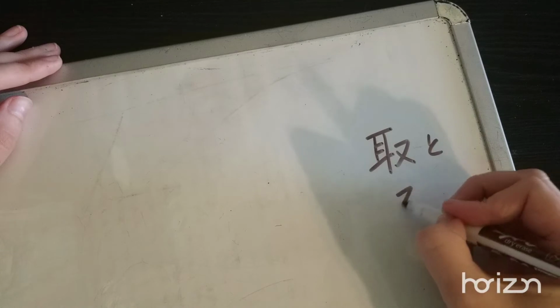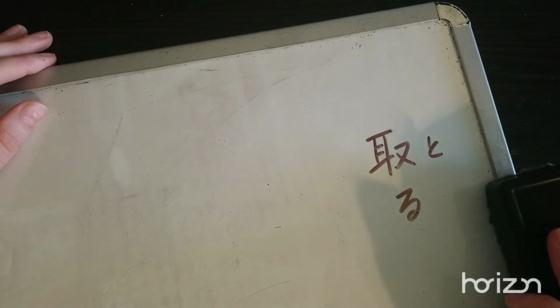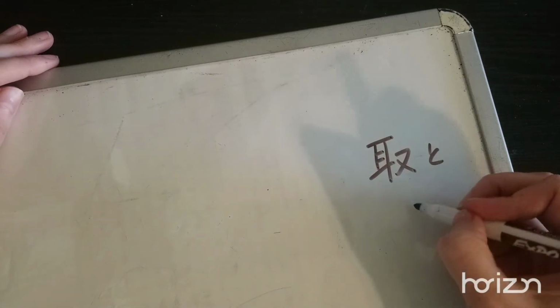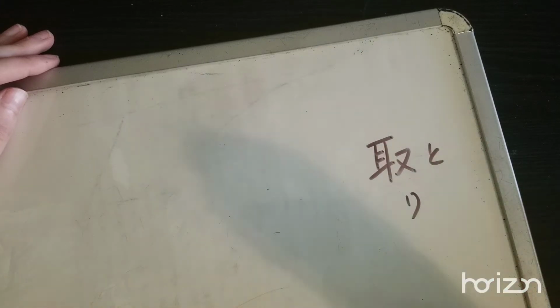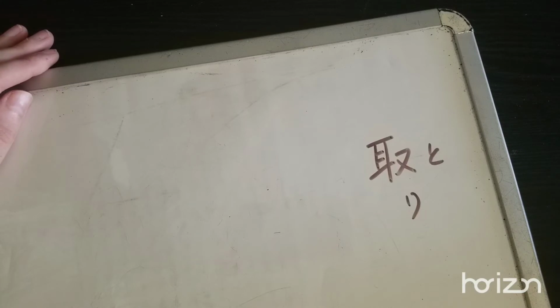This is toru, like 写真を撮ります, to take a picture. 日本語を撮っています, I'm taking Japanese. And we also will learn, or perhaps we already have learned it, 取りに行きます, to go to get something and bring it back. 取りに行きます, like to go get the car. 車を取りに行きます, or to go get some toilet paper out of the garage. トイレットペーパーを取りに行きます.